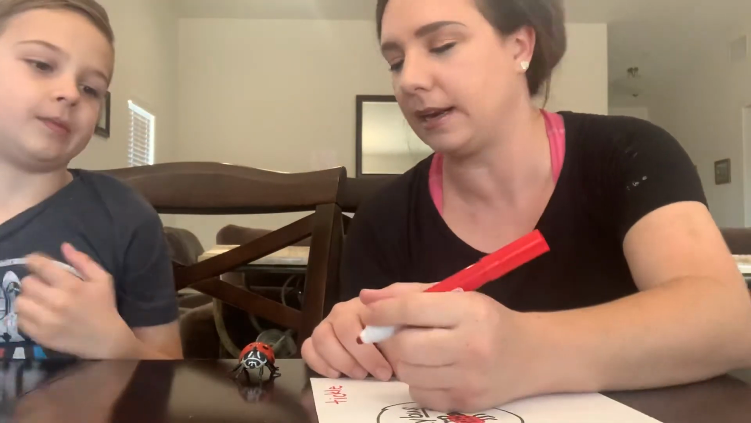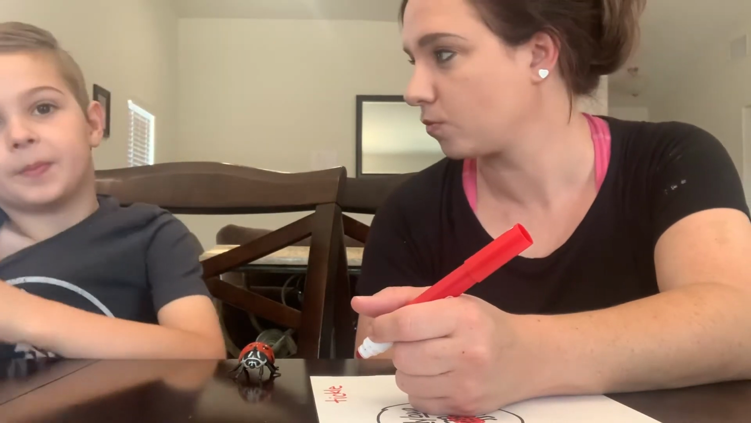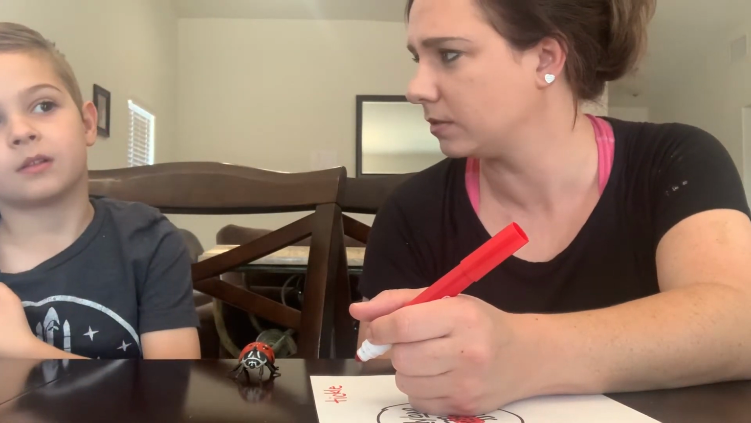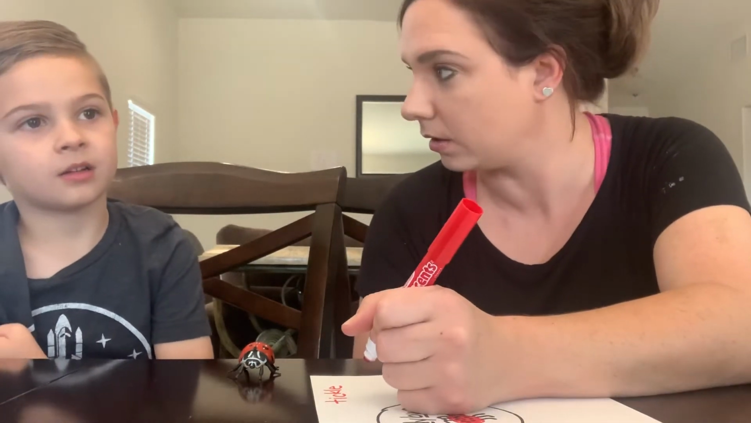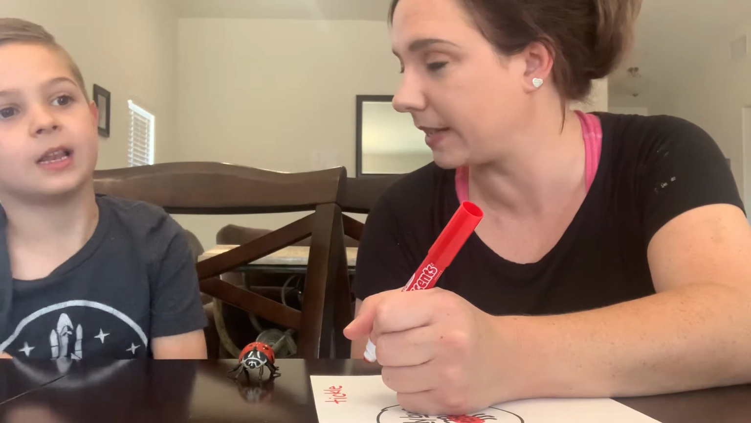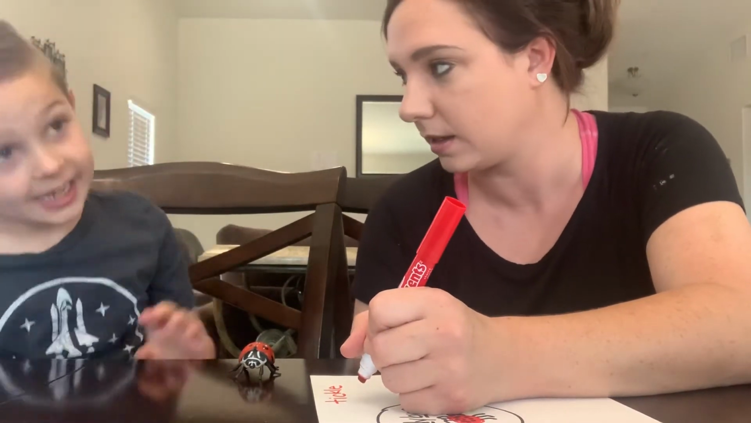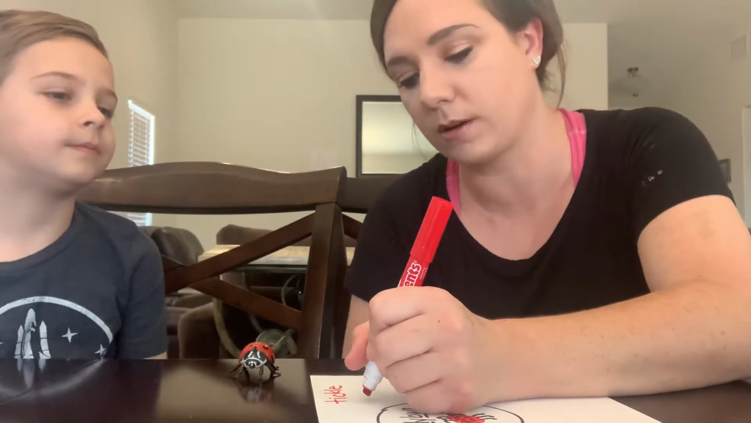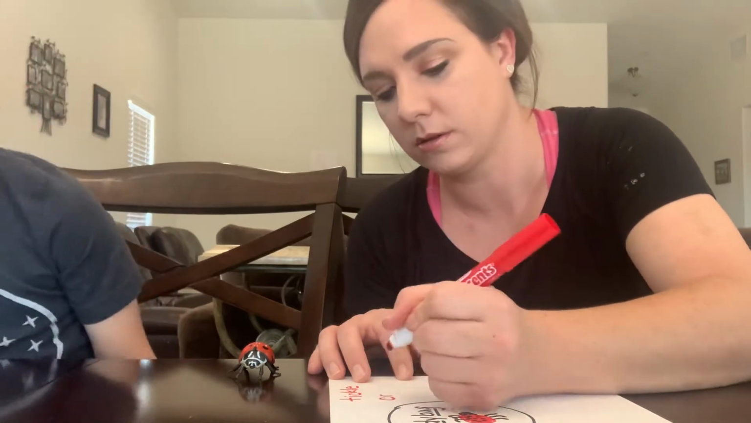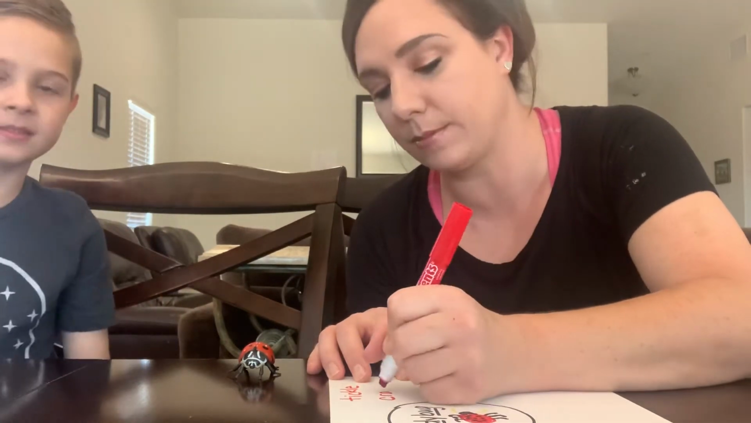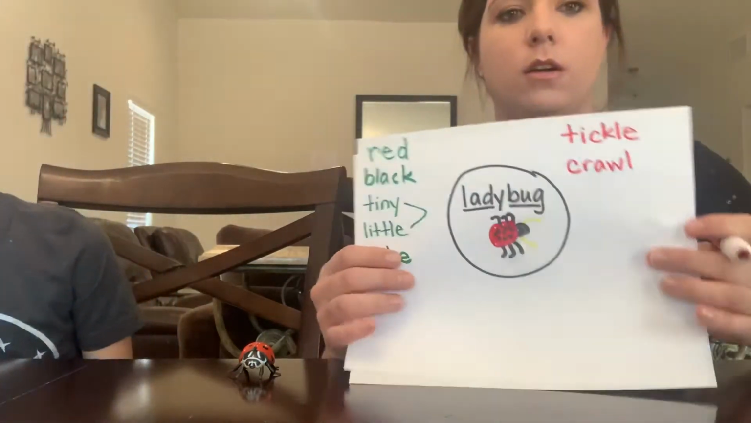What else can a ladybug do? How does a ladybug move around? Crawl. It can crawl. So what's the beginning sound in crawl? And what letter says C? C. So we're going to write C. Everybody say C, R, A, W, L. Okay, so we have tickle, we have crawl.